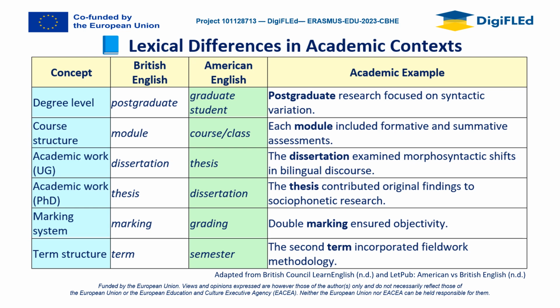The term module in British academia often corresponds to course or class in the American context. Additionally, British English refers to academic papers at undergraduate level as dissertations, while American English calls them theses. This usage reverses at doctoral level. Understanding these lexical distinctions prevents miscommunication in international academic settings.